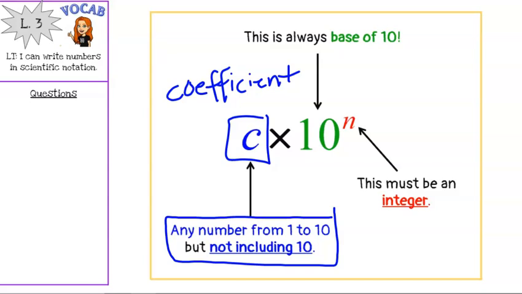And it's always multiplied by a power of 10. So the big number is always going to be 10. And then the exponent has to just be an integer. And that, remember, is just our positive, negative, whole numbers.